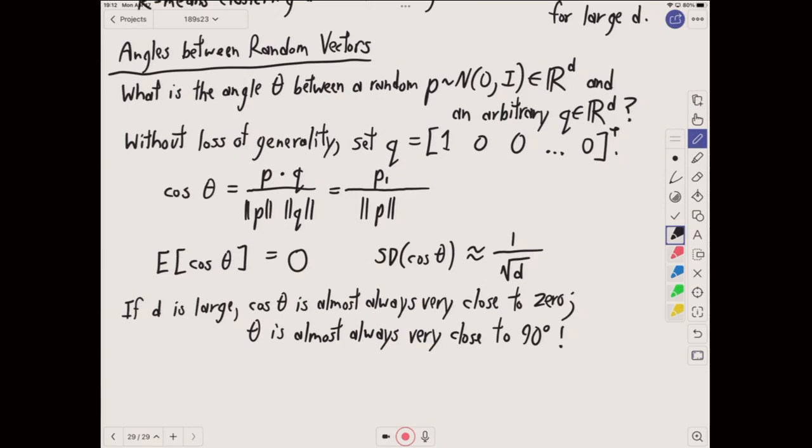So I find that surprising. If you take a random vector in a high-dimensional space and an arbitrary vector, they're extremely highly likely to be almost perpendicular, very close to a 90-degree angle between them. Or another way to put it is that a random vector, or even an arbitrary vector, is almost orthogonal to the vast majority of other vectors.